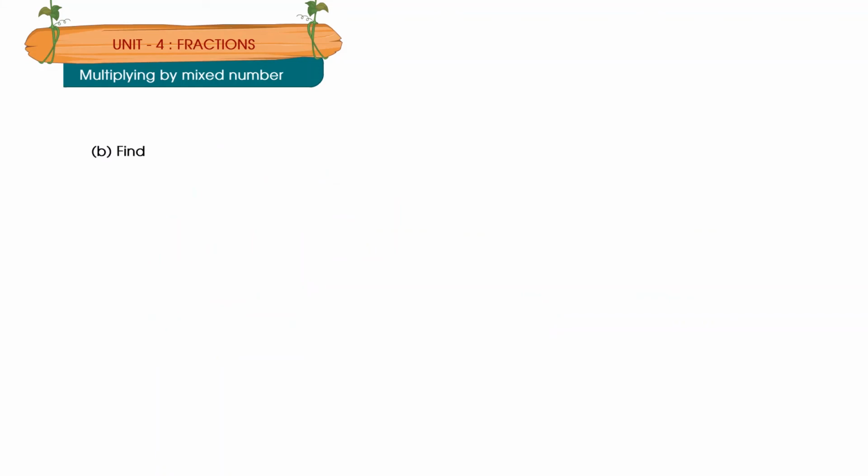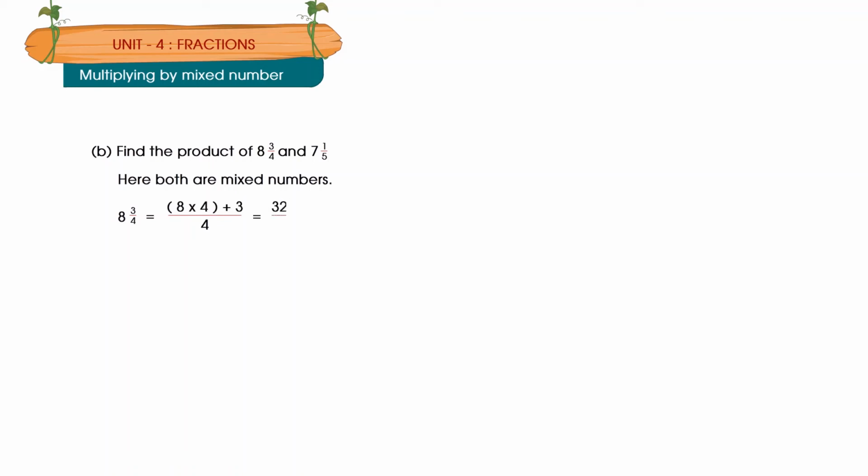B. Find the product of 8 3/4 and 7 1/5. Here both are mixed numbers. 8 3/4 = (8 × 4 + 3)/4 = (32 + 3)/4 = 35/4. 7 1/5 = (7 × 5 + 1)/5 = (35 + 1)/5 = 36/5.